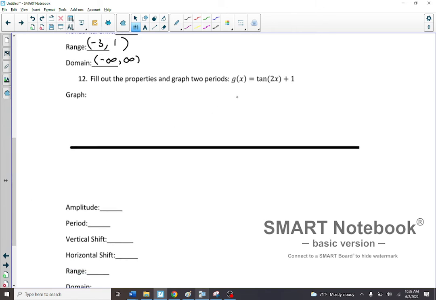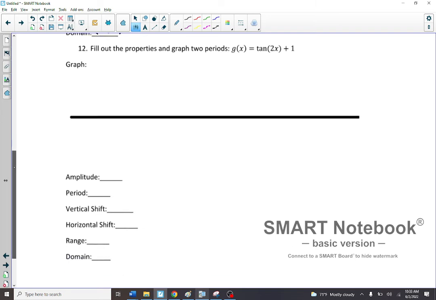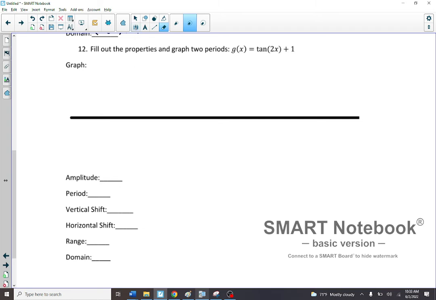All right, fill the properties for these two periods. Tan 2x plus 1. The amplitude. So amplitude does not apply here, but it's technically an infinite amplitude, or amplitude of 1, actually, I guess is more accurate. Nothing's multiplying it. But remember, tangent goes all the way up and down, so it wouldn't make sense.